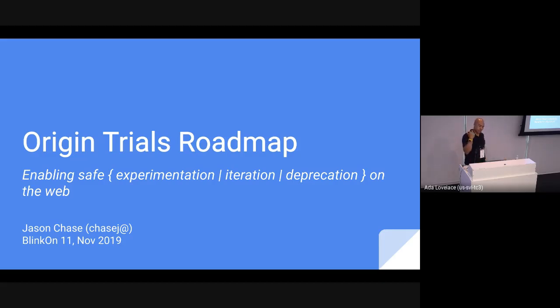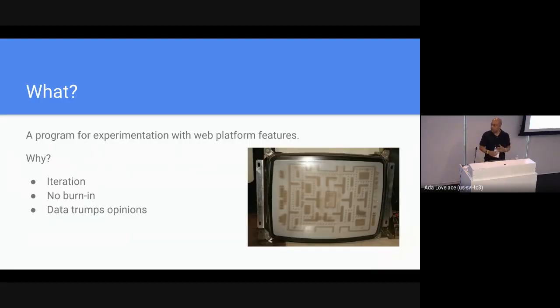So the title says roadmap. That's roadmap in the loosest possible sense, where I'm actively gathering feedback to try and prioritize what we could do to make origin trials more useful to people. If you've been at BlinkOns before, this is literally the exact same slide that I've had in this presentation going back a couple of years, just to set the stage.